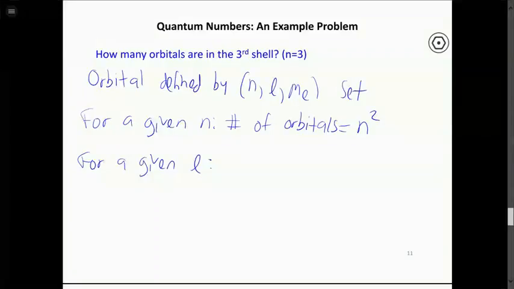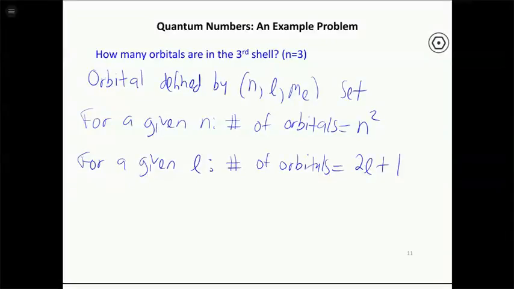and you want to know how many orbitals are in that subshell, the number of orbitals is 2L plus 1. Okay? That's because there are 2L plus 1 allowed values of M sub L for a given value of L. So if you know n or L, you can figure out the number of orbitals that are either in the shell, which is given by n, or the subshell, which is given by n and L together.